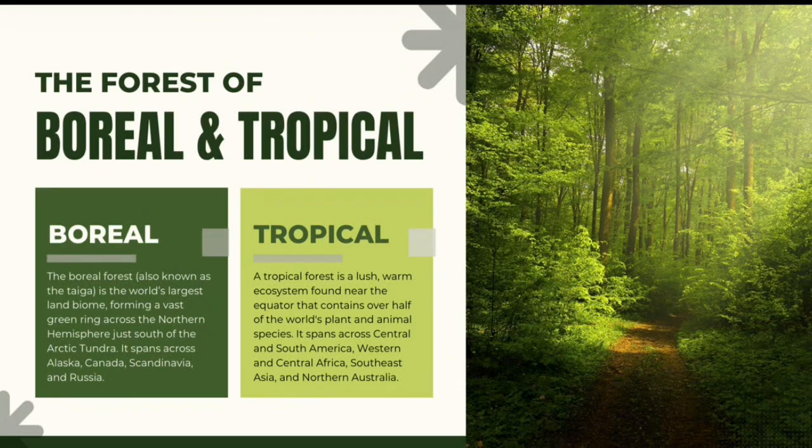Now let us proceed to the next part of our lesson, the two major forest types. We have the boreal and tropical forests. They are very different from each other, but both are huge and are important parts of our planet. In this case, we are now going to focus first on discussing the boreal forest. The boreal forest is also known as the taiga. It is the world's largest land biome, forming a vast green ring across the northern hemisphere just south of the Arctic tundra. It spans across Alaska, Canada, Scandinavia, and Russia.